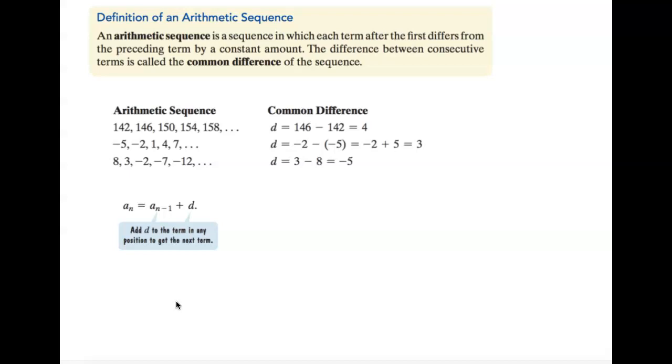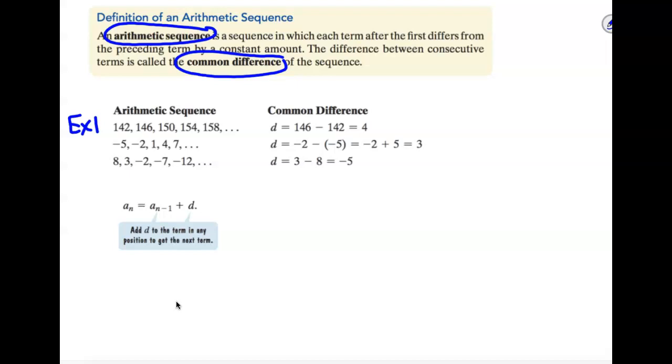The definition of an arithmetic sequence is a sequence in which each term after the first differs from a preceding term by a constant amount. The difference between the consecutive terms is called the common difference. So an arithmetic sequence is going to have a common difference from one term to the next. So here are some examples. Example 1.